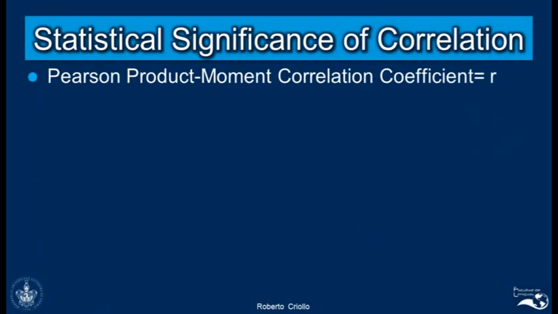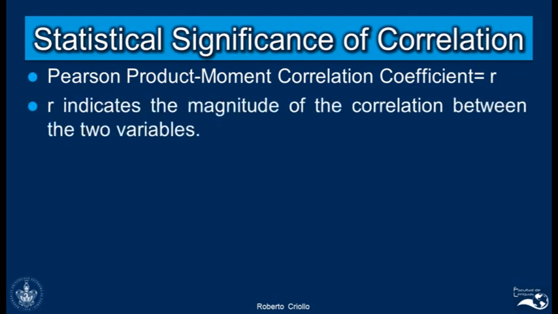Now let's turn to the statistical significance of a correlation. First of all, the number that we use to calculate this relationship is called the Pearson product moment correlation coefficient, which is represented with a small r. Now this number indicates the magnitude of the correlation between two variables. Okay, this is going to be calculated by the computer. The maximum value is 1, which indicates, as we said before, a perfect linear relationship, and the minimum value is -1, which will indicate a perfect inverse linear relationship between two variables.